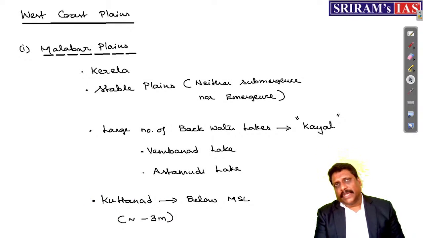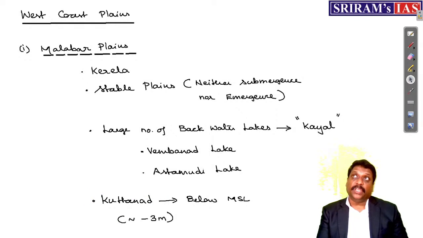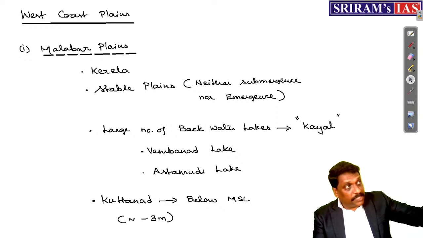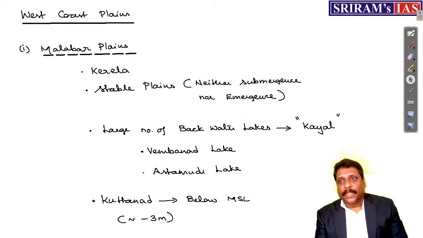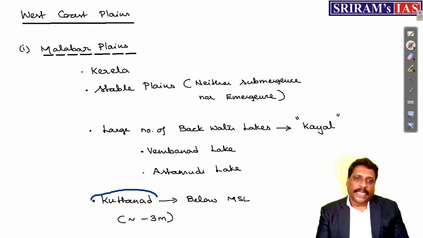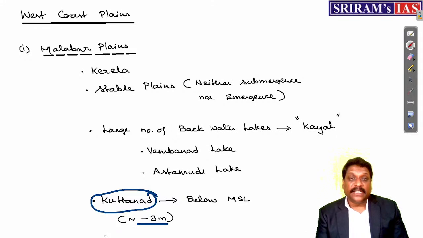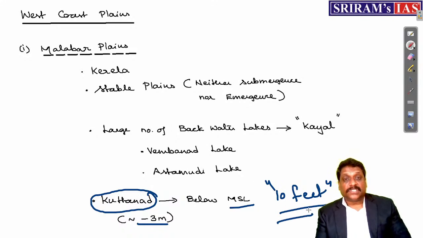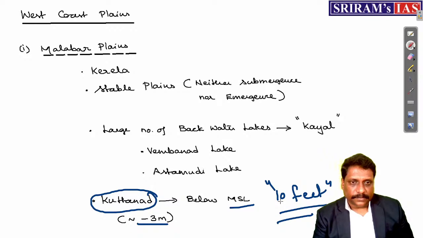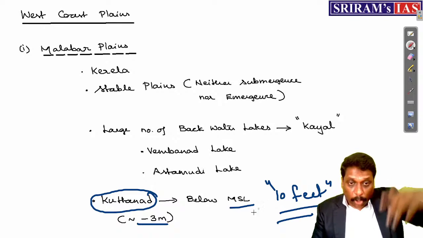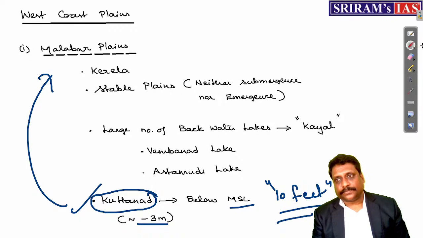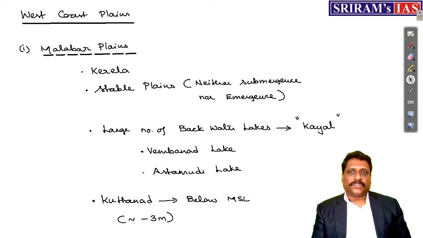What is the most elevated point in India? Which is the highest peak point in India? We know the answer, it is K2. On the other hand, if I am asking you which is the lowest point in India, it is Kuttanad. The height of Kuttanad is approximately minus 3 meters below mean sea level. Nearly 10 feet below the mean sea level, but still not inundated by water. So highest point is K2. The lowest point is Kuttanad. And Kuttanad is located where?